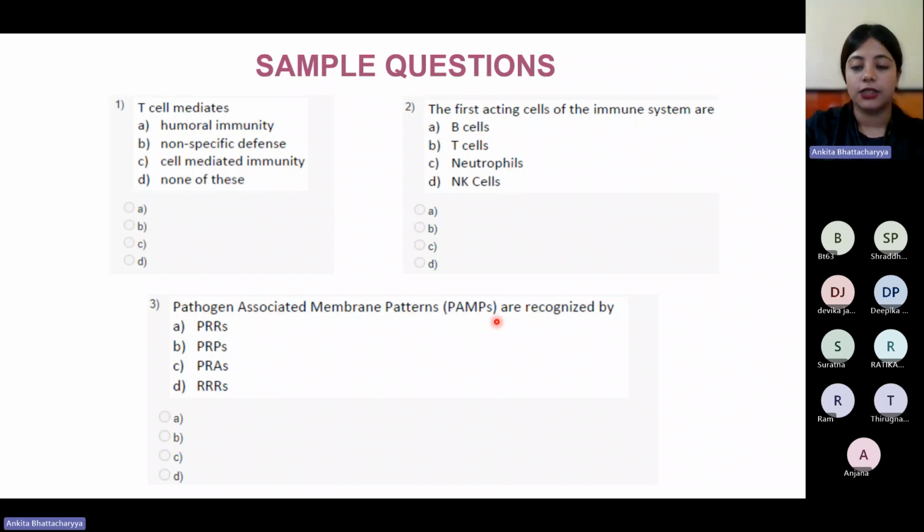Pathogen-associated membrane patterns, or PAMPs, are recognized by PRRs, PRPs, PRAs, or RRRs. Of course, among them, pattern recognition receptors, or PRRs, would be the correct answer.